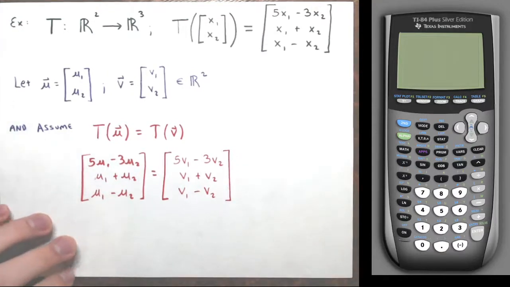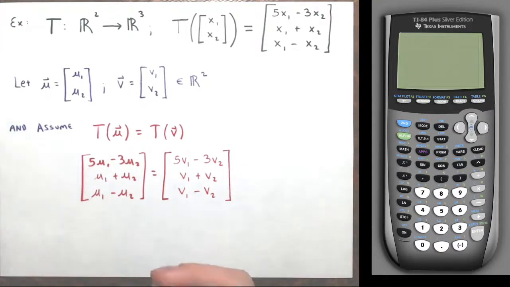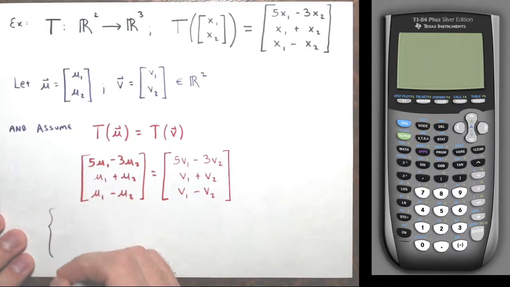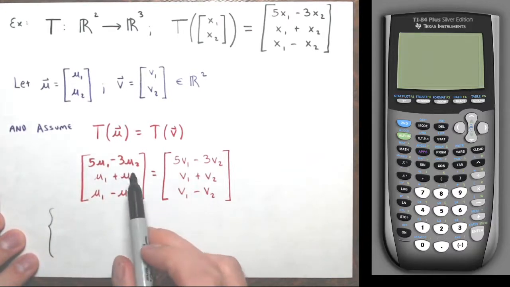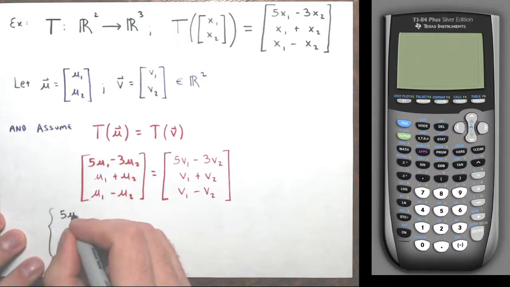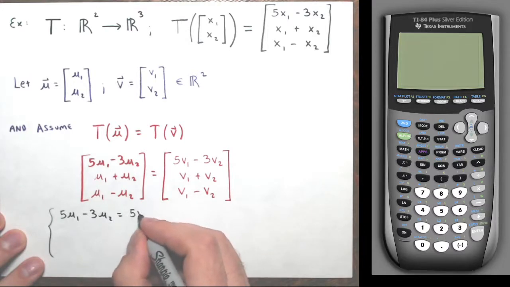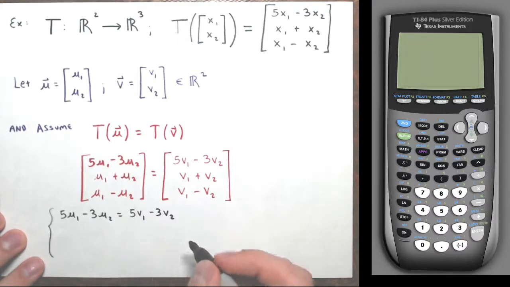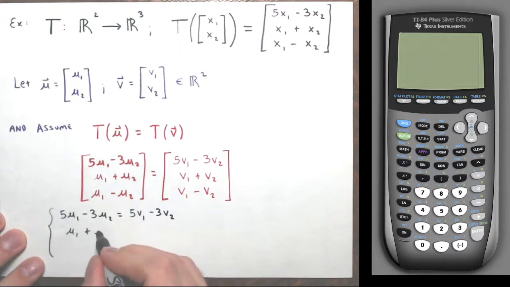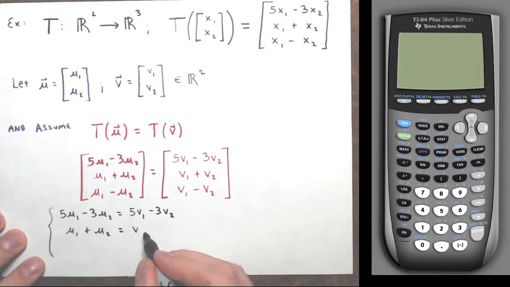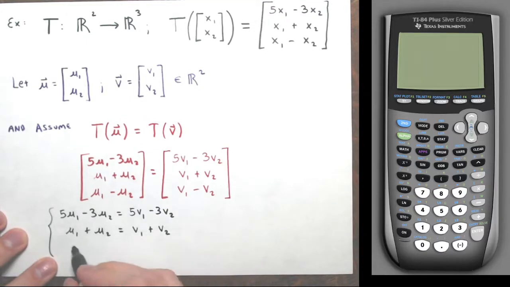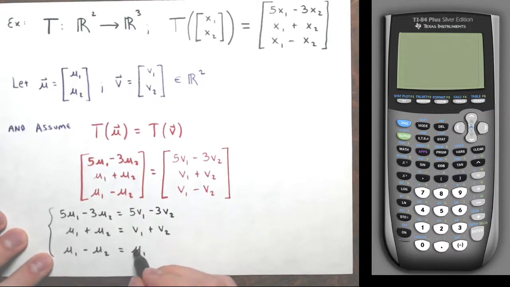All right, and then from this we get the following system. You can think of it as a system of equations involving these u1, u2, v1, and v2. In order for these to be equal, like we're assuming, 5u1 minus 3u2 must be equal to 5v1 minus 3v2. Then u1 plus u2 must be equal to v1 plus v2. And u1 minus u2 must be equal to v1 minus v2.